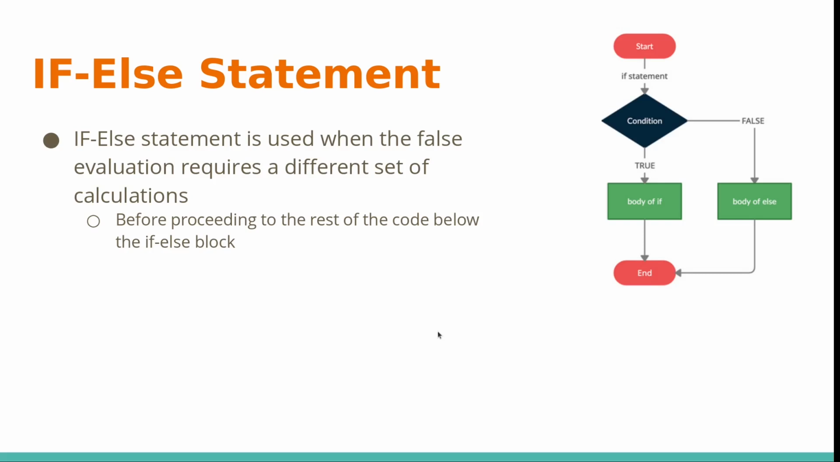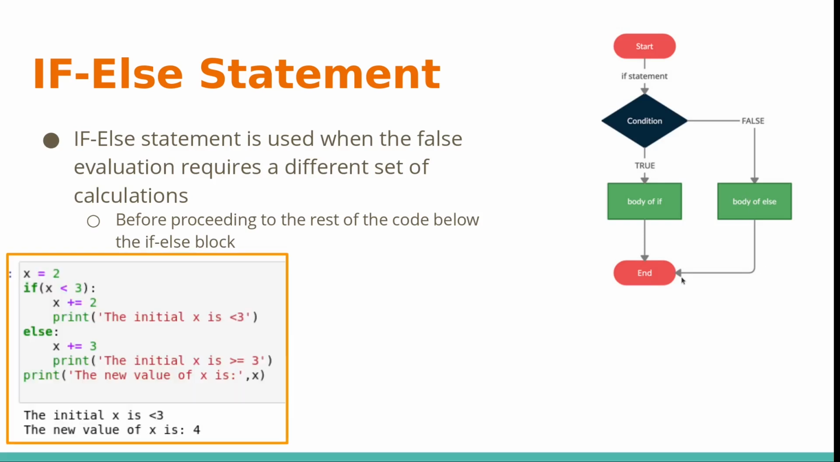The if-else statement is a variant of if, and what happens here is that you start as usual, you evaluate the condition. If the condition is true, the code block associated with if is executed, and the program proceeds to the next step. If the condition is false, then the body of else, or the code block associated with else, is executed, and then the program continues.